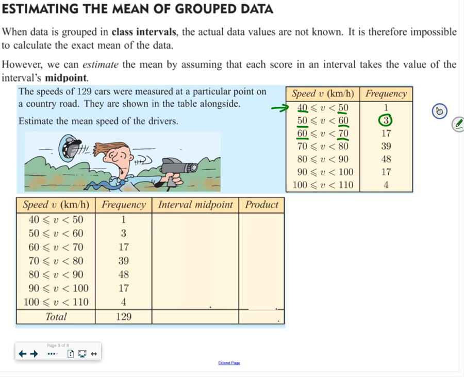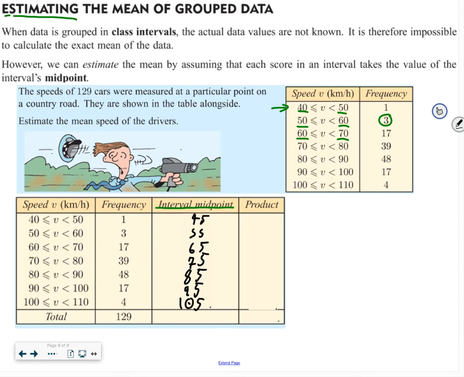So what I want to do is estimate the mean by using the interval midpoint. So instead of using the highest or lowest number, I'm just going to use the middle number and assume all those numbers in that interval are that interval midpoint. Okay, so the midpoint of 40 and 50 is 45. The midpoint between 50 and 60 is 55, 65. So recognizing the pattern can definitely help us here. 85, 95, and 105.